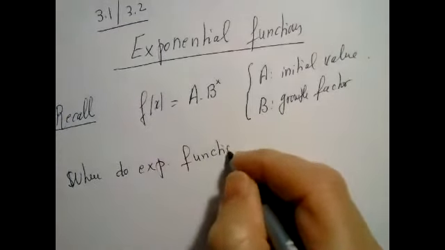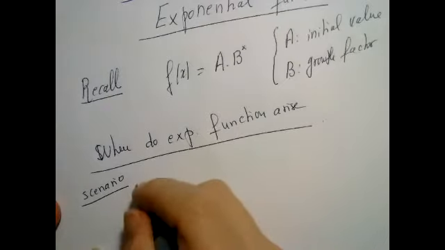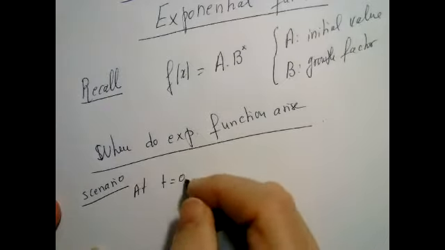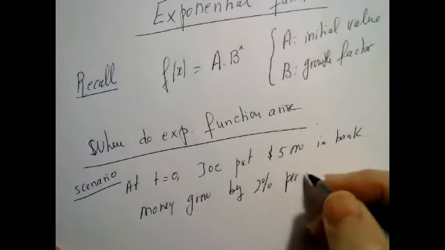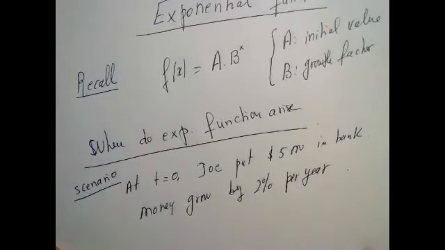So we saw the following scenario in class. Suppose you put money in the bank. Let's suppose at t equal to 0, Joe puts, let us say, $5,000 in the bank. And let us say the bank gives an interest, and suppose that the money grows by, let us say, 2% per year. That's the interest that the money gives. That's a typical scenario where we use exponential.